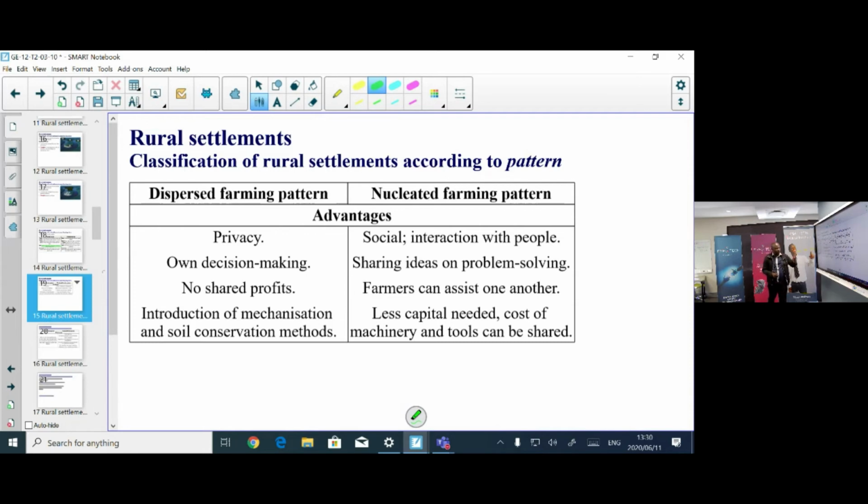Then the advantages for nucleated are that there is interaction with people. There is sharing of ideas and problem solving. Farmers can also assist one another. There is less capital needed and the cost of machinery and tools can be shared. This can be true in communities where people have cooperatives and such things.